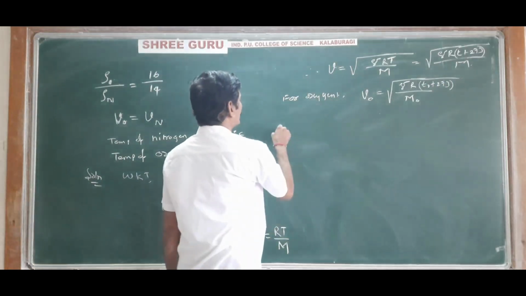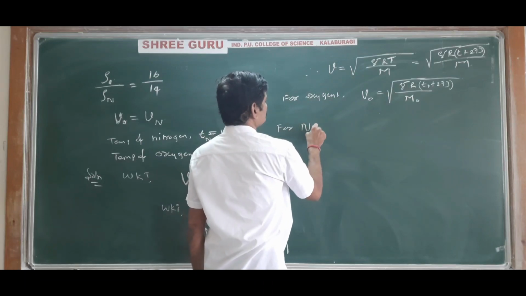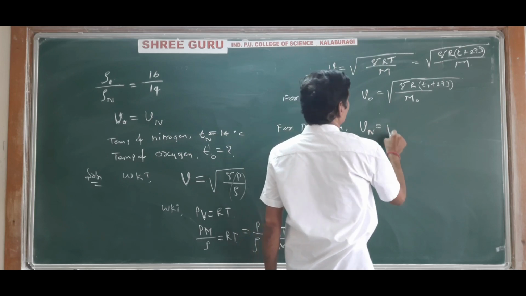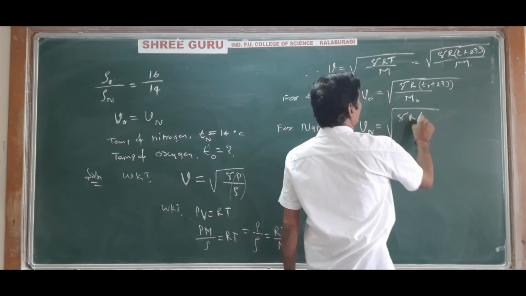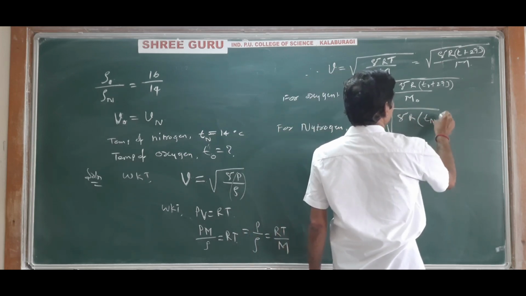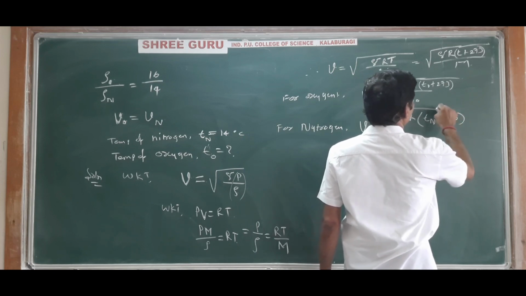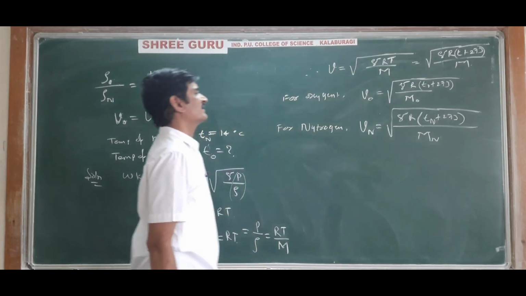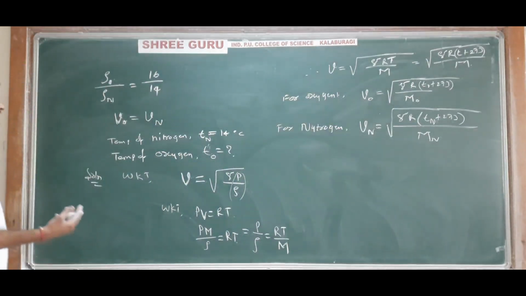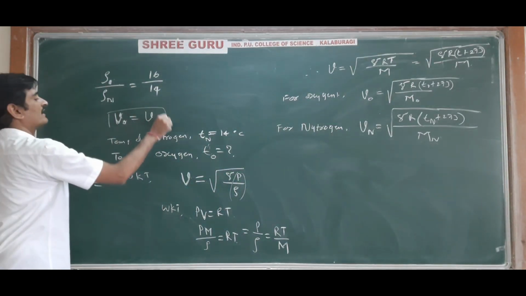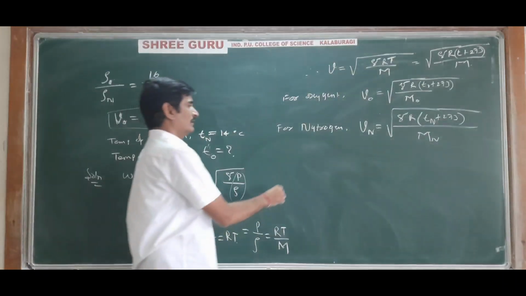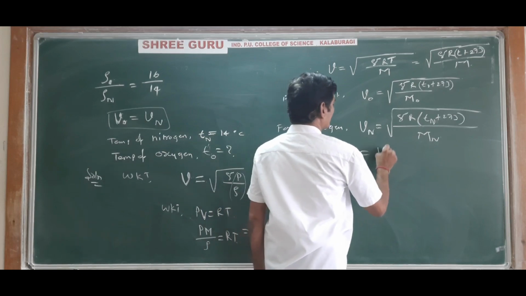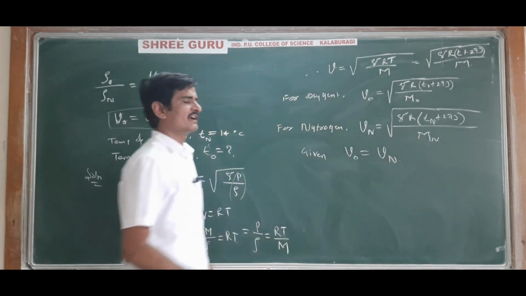Okay, so now for nitrogen, the formula will be Vn is equal to under root gamma R into Tn, the temperature of nitrogen, plus 273 divided by Mn. Now, we do not divide these two equations, because they have given that the velocity of sound in oxygen is equal to the velocity of sound in nitrogen. At which temperature are they asking?